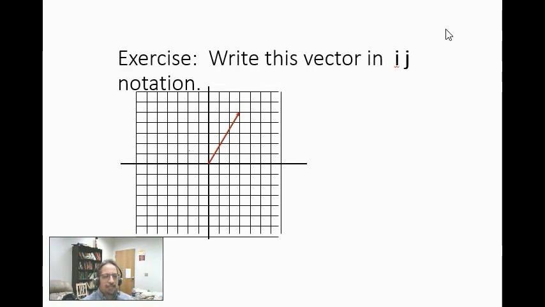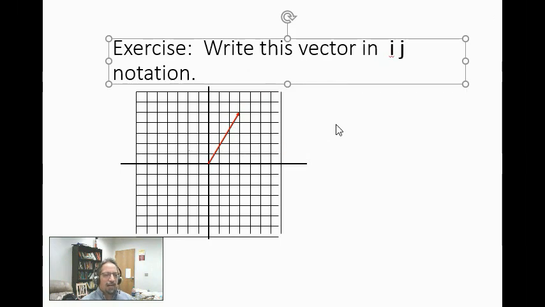So first exercise, remember this part from lecture. I'm going to ask you to write this vector, let's call it A, in IJ notation. So pause your video and do the exercise in your notebook. Maybe go around, get your notebook, and then we'll continue. So please stop the video now and carry out the exercise, and we'll check in a second.